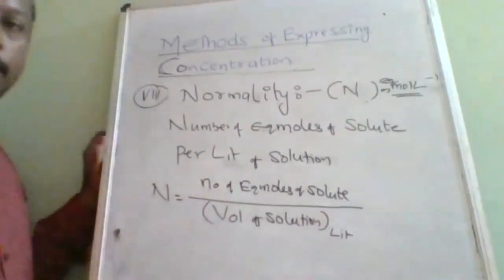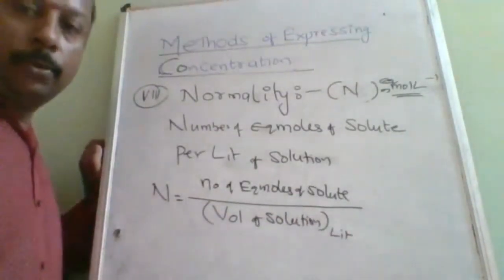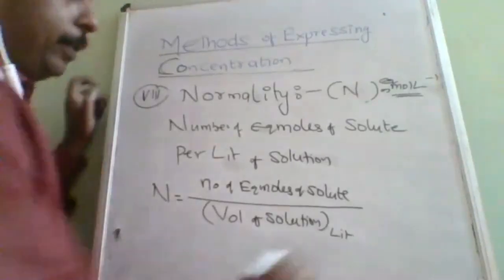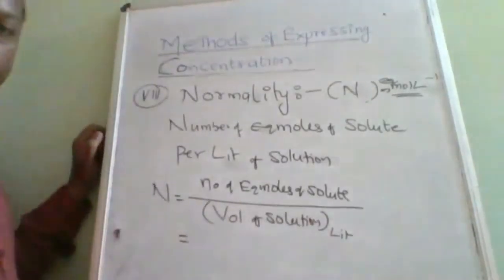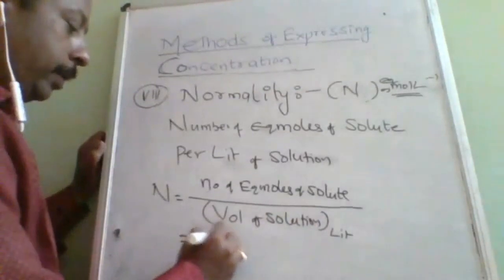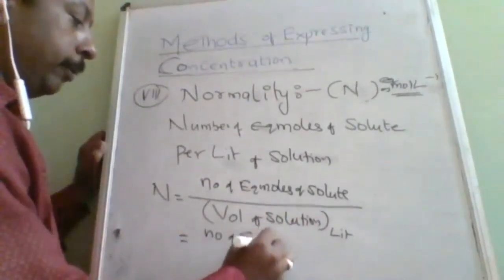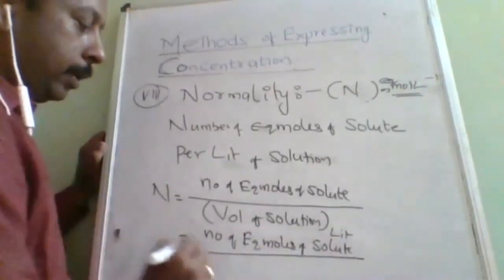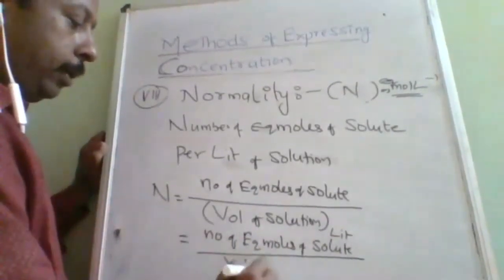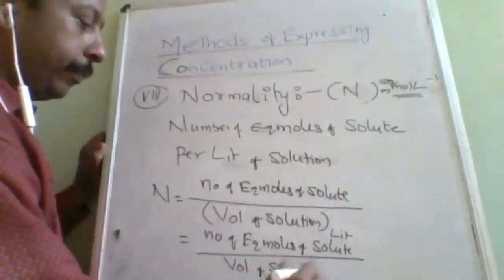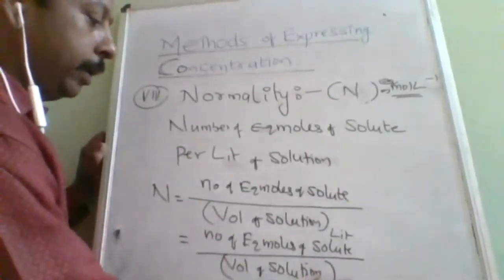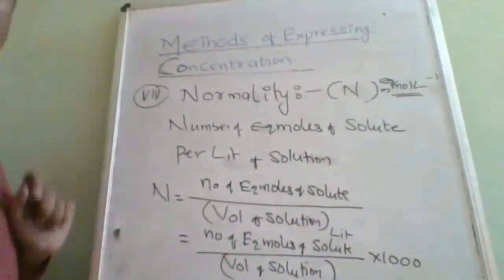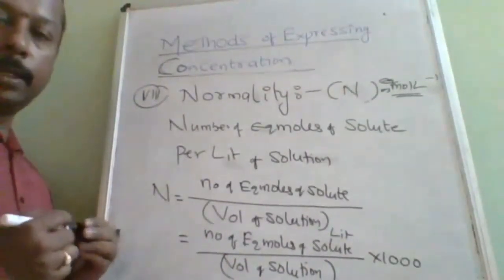Okay. So if not in liter, what will you do? If not in liter, what will you do? Very good. If not in liter, you will multiply with 1000. Okay. Very nice. Number of equivalent moles of solute, divided by volume of solution. If volume of solution is in milliliter, you will simply multiply it with 1000. Okay. So this is about the normality.